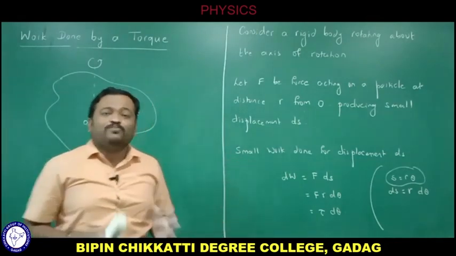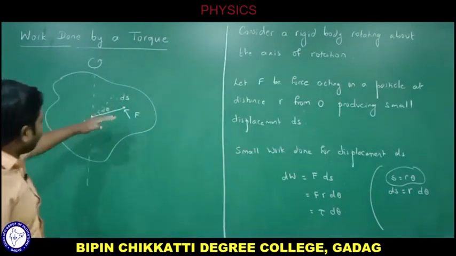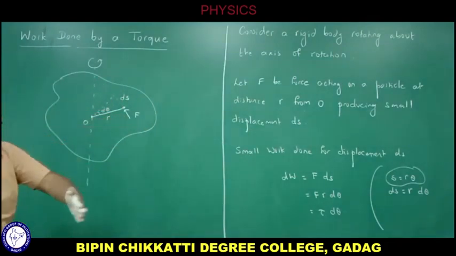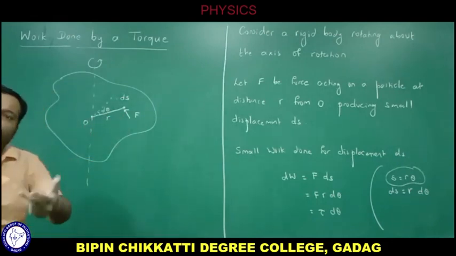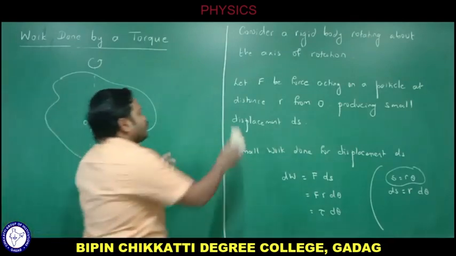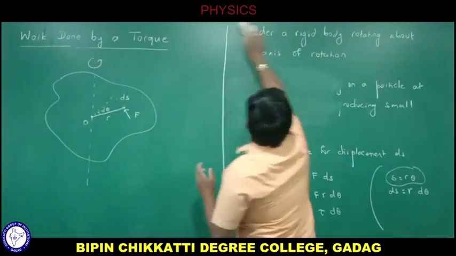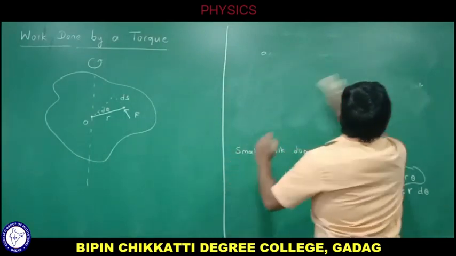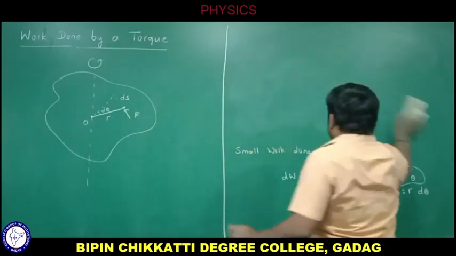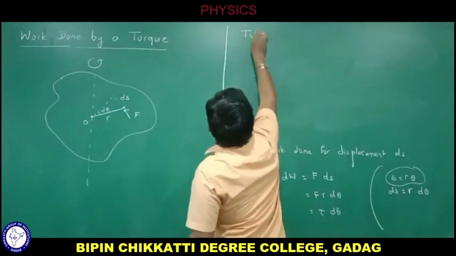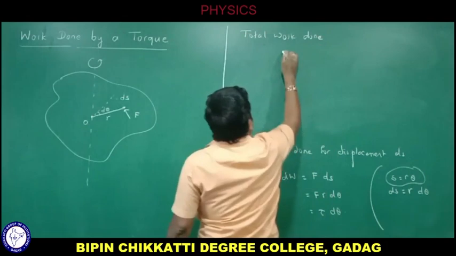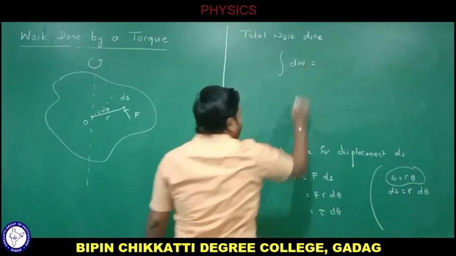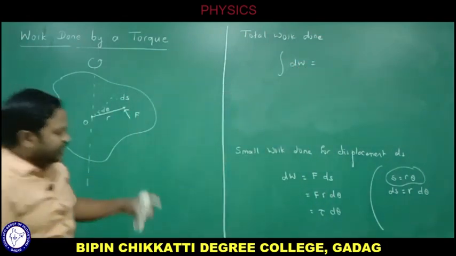I need to convert the small work done into total work done. This is for small displacement d theta, but the body rotates with larger angles. To convert small to larger, let me go with integration. Let me calculate the total work done by the torque. Total work done means integration of dw. Shall I integrate this side also?